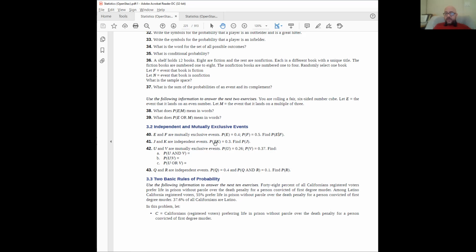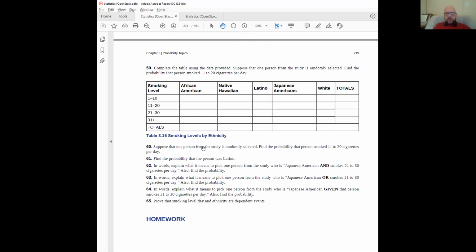J and K are independent events. Probability of J given K is 0.3. So find the probability of J. Well, given that they are independent events, that means that neither one affects the probability of the other. So if one happens, it doesn't change the probability of the other one. This is the probability of J if K has happened. Well, that's just the probability of J because K doesn't affect J. So probability of J is 30% or 0.3. 80. All right, so this is the hard one here.